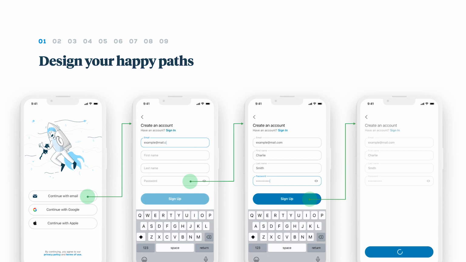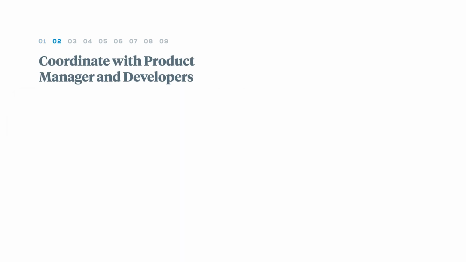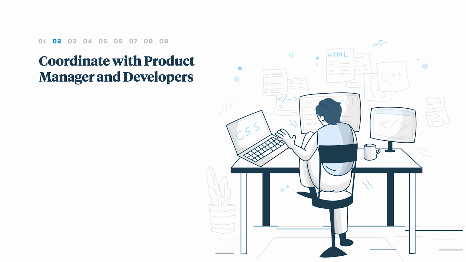Get all your screens in pixel perfect, ready for development condition. Many of the error states will work in unison with the happy path design, so it's best to get those done first. Next, we have step 2, which is coordinate with your product manager and developers. This is the most intimidating phase, but your product managers and developers on your team will have more insights on the inner workings of the app, including what possibly can go wrong.